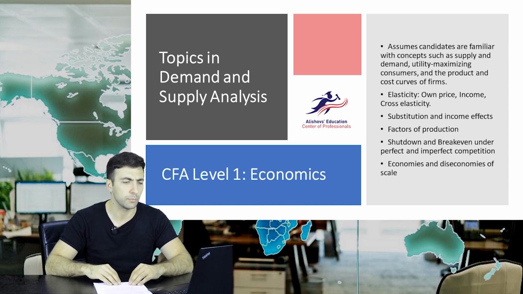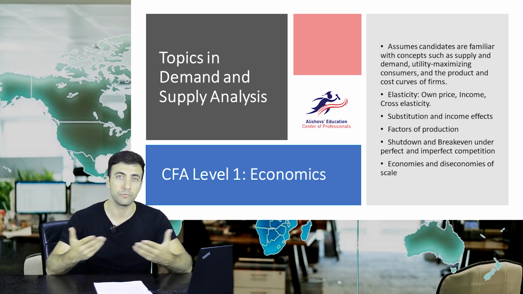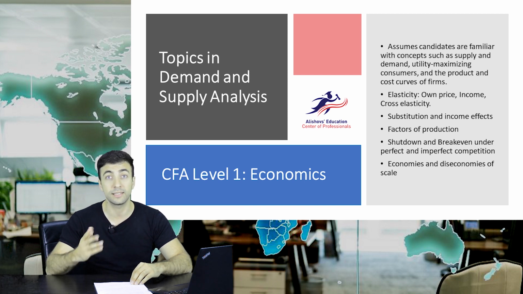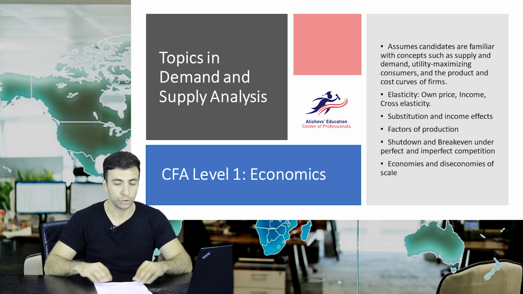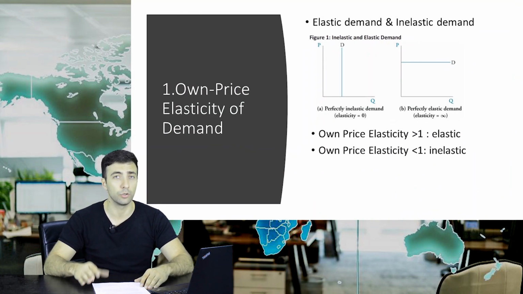Then we are going to talk about the factors of production. We are going to talk about the shutdown and break even under the perfect and imperfect competition, and why they differ from each other. And finally, we will explain the economies and diseconomies of scale. So let's begin. First, own price elasticity of demand.